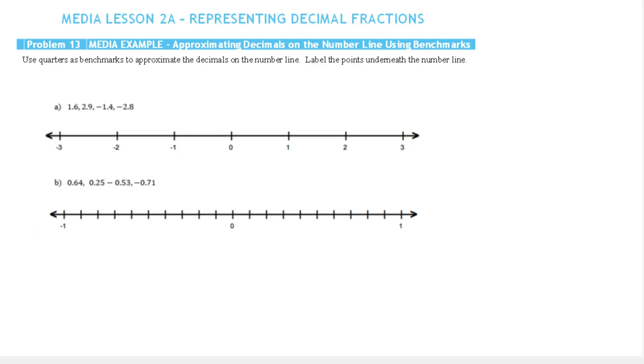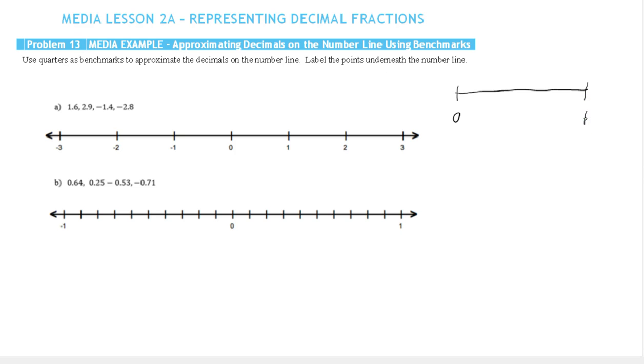In this example, we're going to approximate decimals on the number line using benchmarks. So we're going to use the benchmarks that we created, the quarters that we learned in the last video. And in this case, the quarters aren't here, so I want to show you how you can use them. So let's just remind ourselves, we'll look between 0 and 1.